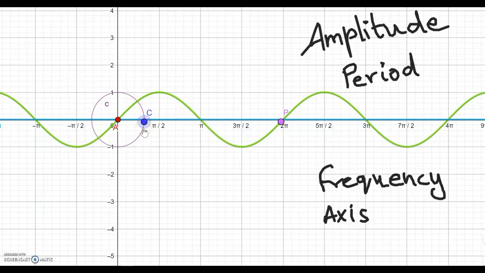But what are we going to do here? We are going to find out what is meant by amplitude, what is meant by period, what is meant by frequency and axis. Let's first deal with what is meant by axis.